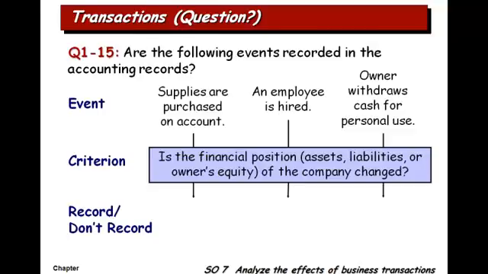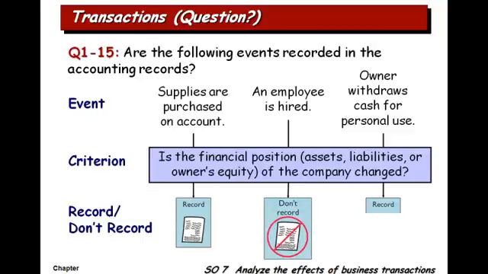Okay, here's an example. Are the following events recorded in the accounting records? Supplies are purchased on account. Think about that. Do we record that or do we not record that? An employee is hired and the owner withdraws cash for personal use. The criteria for recording or not is whether the financial position, assets, liabilities, or owner's equity of the company has changed. So we would definitely record the purchase of supplies on account. Hiring of an employee, we don't record. And we record the withdrawal of cash.